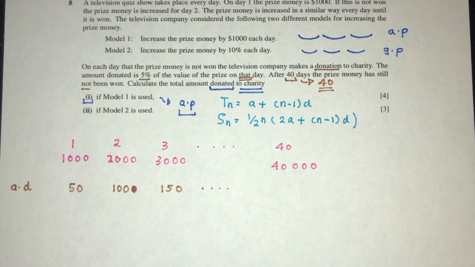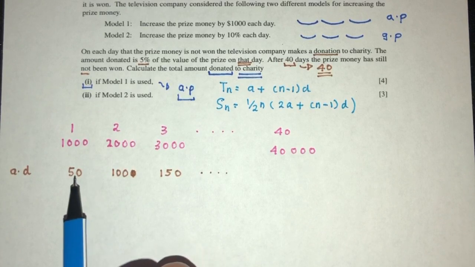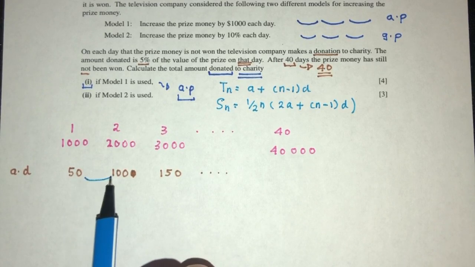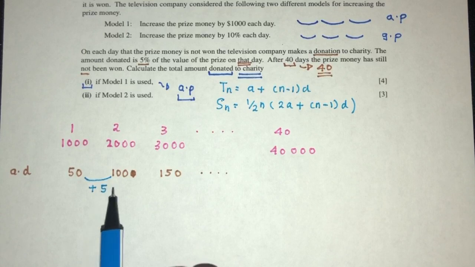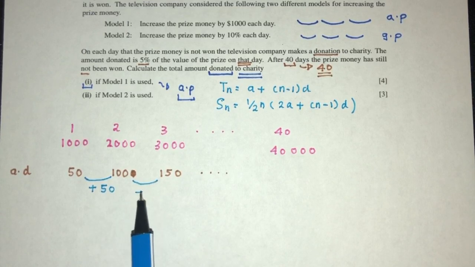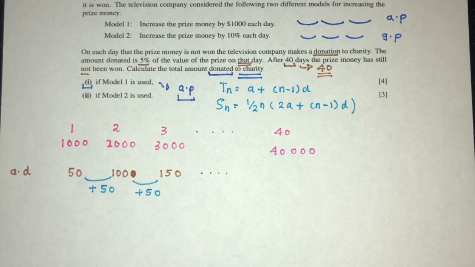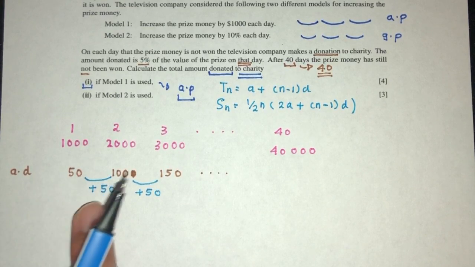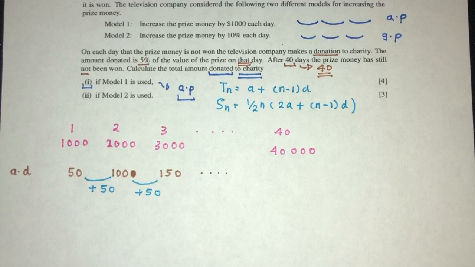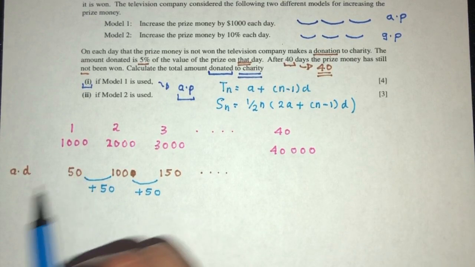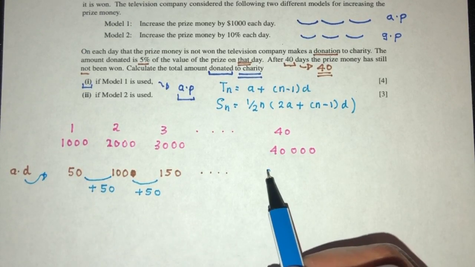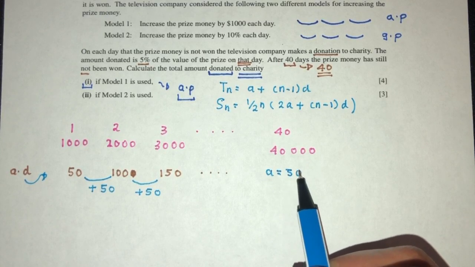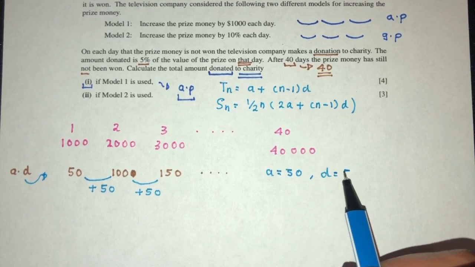But here you can see clearly what's happening. The amount of donation every time is increasing by a constant amount of 50. So we can conclude that for model number 1, the amount donated also follows an AP progression, right? Because we have a first term, it is increased by the same amount every time. So pretty easy, we know that. From this, the first term is 50 and the common difference is 50.